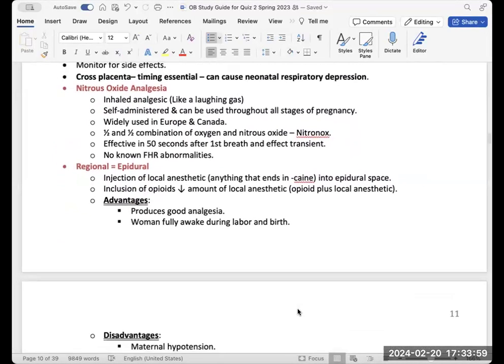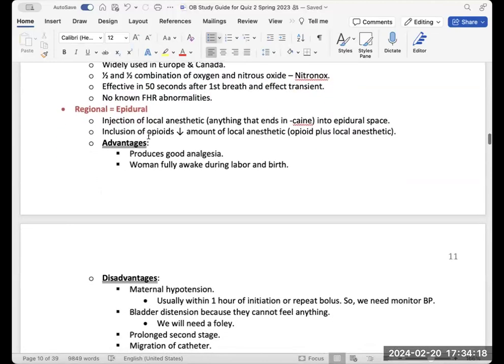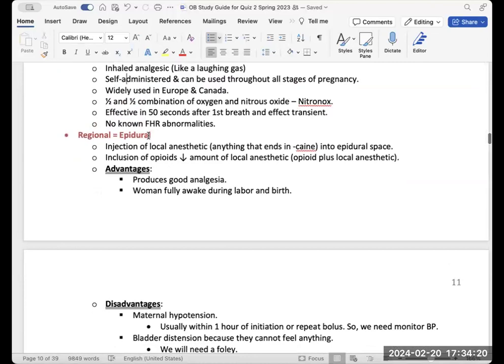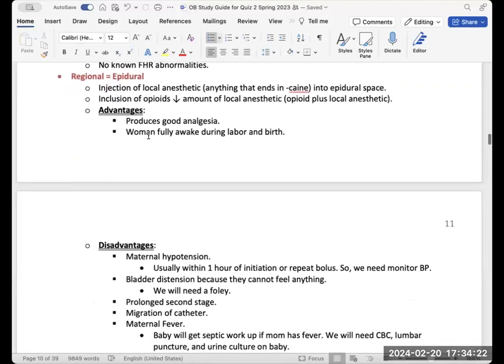So one thing that we can give is nitrous oxide, which is basically very safe. It has no effects on the baby. It's not going to do anything. It's effective in 50 seconds after the first effect, and it's pretty good. And it's self-administered. So it's like a laughing gas, nitrous oxide. One thing that we could use, but it's mainly used not here, like in Europe and Canada, but it's good.